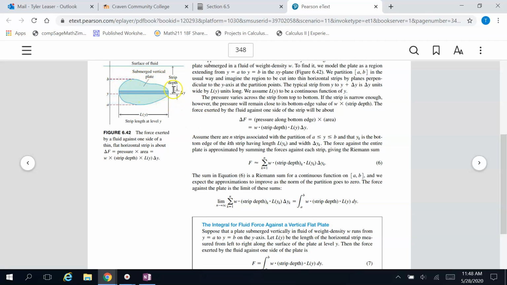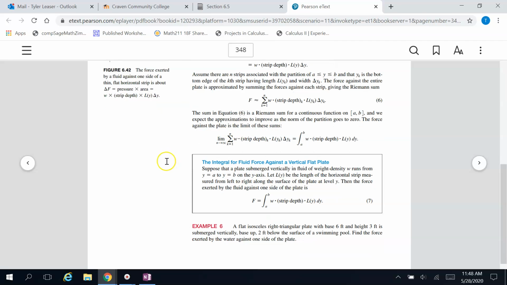So we're going to take our object, again slice it into horizontal slices, figure out what the force is of each individual slice, and then integrate over all of that. This one they have simplified down to a pretty easy equation, so you'll just have this equation in front of you when you answer these questions. This equation is for whenever you have an object suspended vertically in liquid. It's the density of the liquid times the depth of each of the individual strips times the length of each of the individual strips, dy.